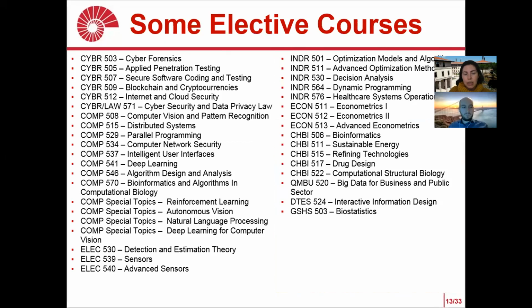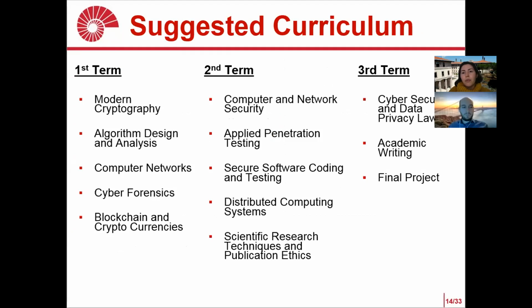Here you can see some of the elective courses. Of course, this changes according to each semester what's available, but you can see especially those that start with the codes cyber, like CYBR, and COMP, which are related to the computer department. There's a lot of very exciting topics that everyone needs to learn about today if you want to work in cyber security or cryptography, data privacy, and all of these different areas. Here's a suggested curriculum of what those 3 terms could look like, where you have the 2 required courses and just some suggested electives. But again, each student can choose the electives that are meeting their specific needs of new knowledge.